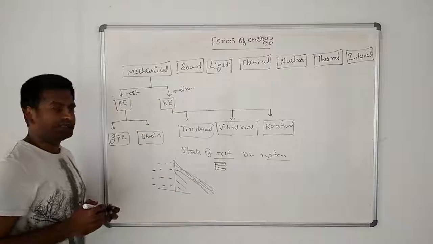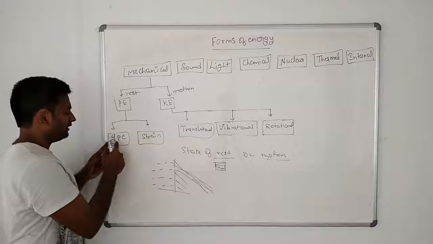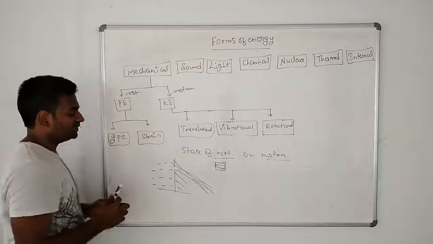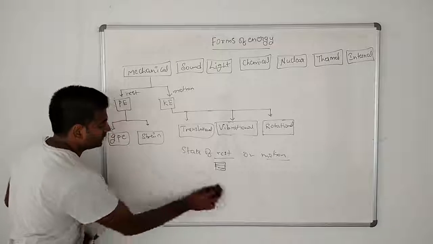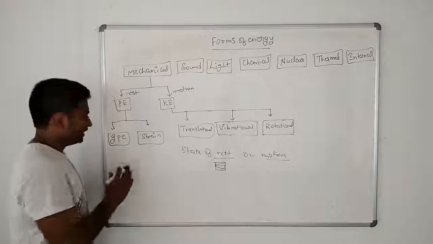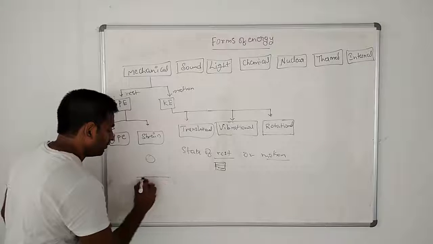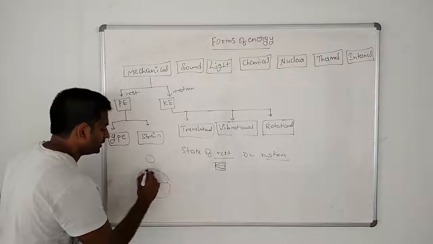Let's come to potential energy. Potential energy is subdivided into two types: gravitational potential energy and strain energy, or elastic strain energy. It is very important to understand this, so let us look at examples for these two cases. For example, gravitational potential energy. What is gravitational potential energy? Energy possessed by a body because of its position on the earth.